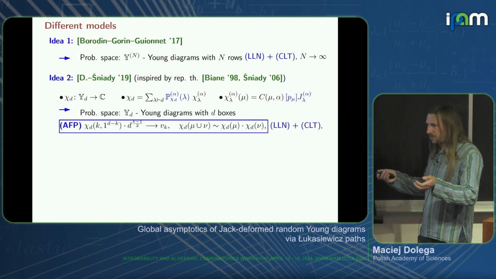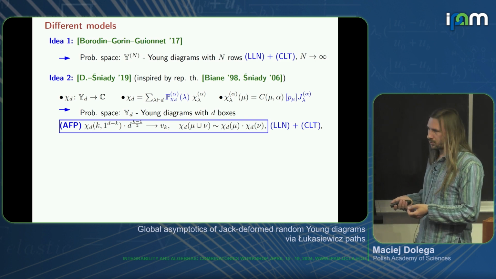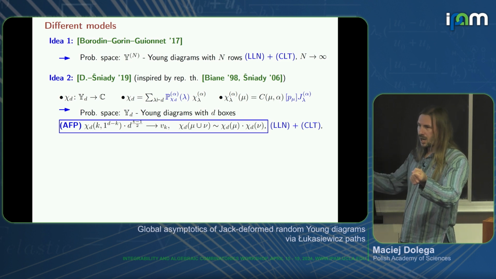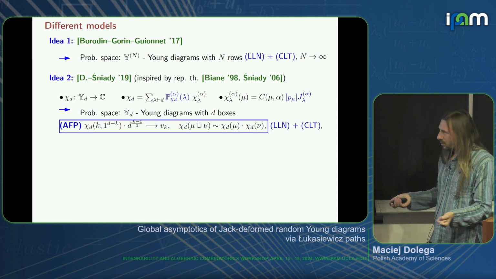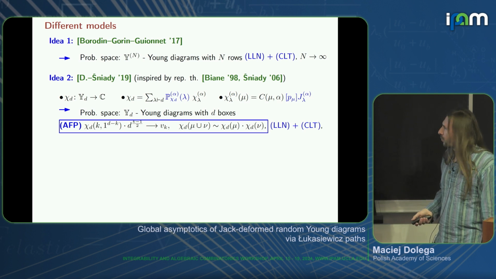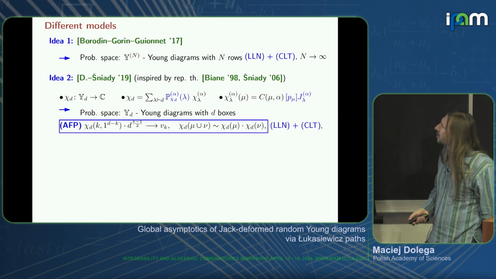So remember, I told you that Plancherel measure, if you think about it, really comes from representation theory of the symmetric group. So what you do, you take the regular representation, and you look at what is the typical irreducible component? But you can do exactly the same thing with pretty much any representation of the symmetric group. You don't have to start with the regular representation.